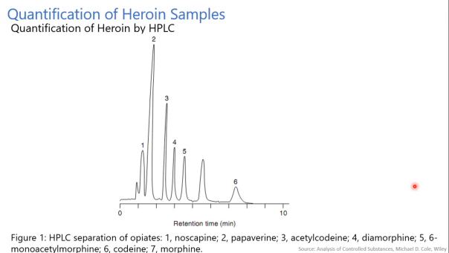Look at this, Figure 1, which shows the HPLC separation of the various opiates present in the given sample. The first one is noscapine. Second is papaverine. Third is acetylcodeine. Fourth is diamorphine. Fifth is 6-monoacetylmorphine. Then the sixth one is codeine, and the seventh one is morphine. So this is about the HPLC chromatographic separation of the opiates.